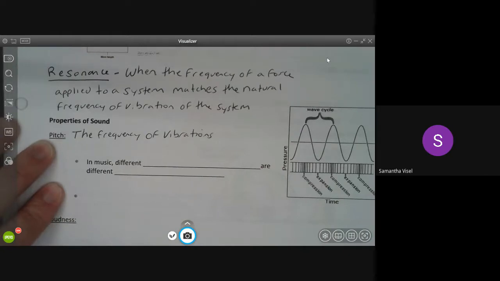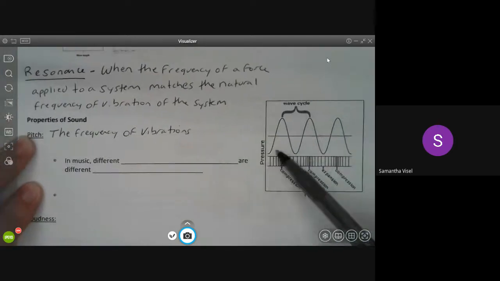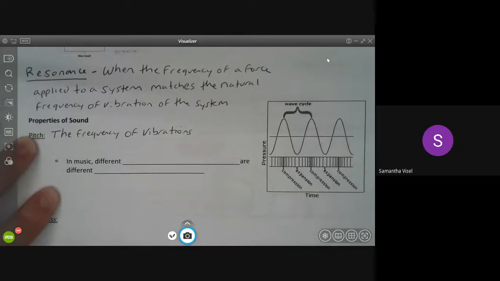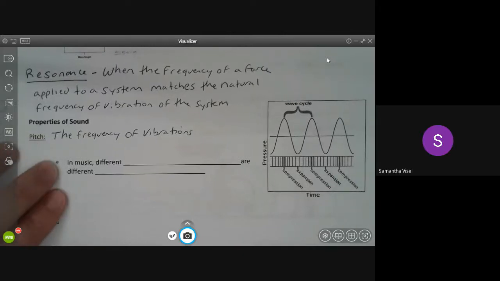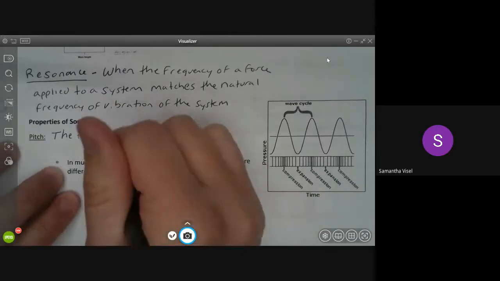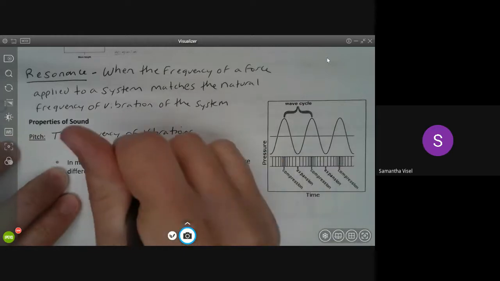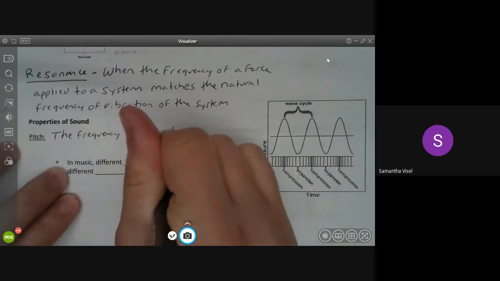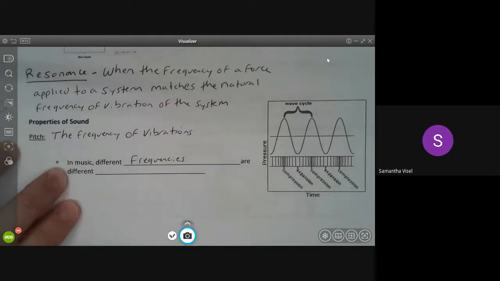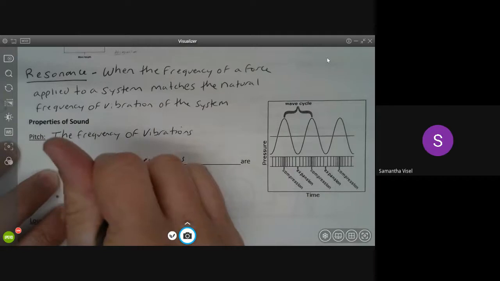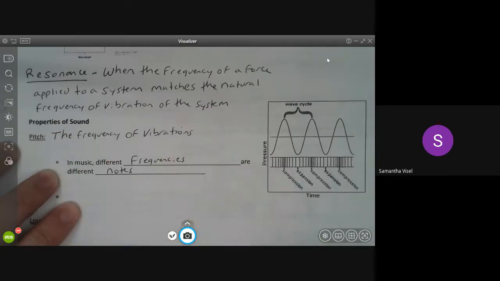So frequency of vibrations. Depending on how much the vibration is, the higher the frequency, so the more wavelengths occurring in a period of time, the higher the pitch is going to be. So in music, when you're playing a musical instrument, the different frequencies of sound waves that you create, these are the different notes that you are playing.